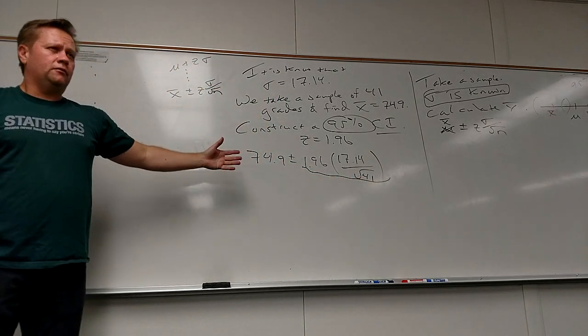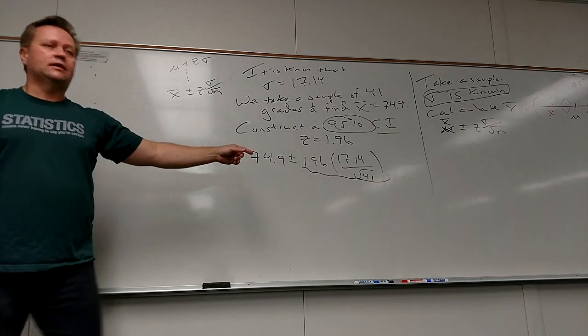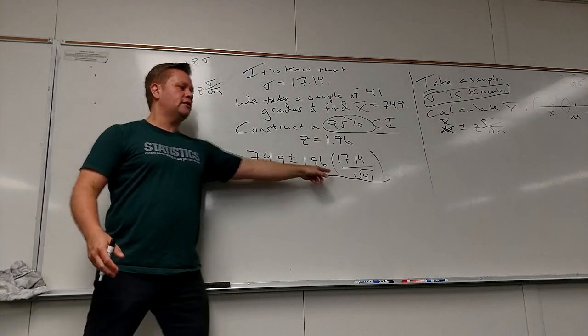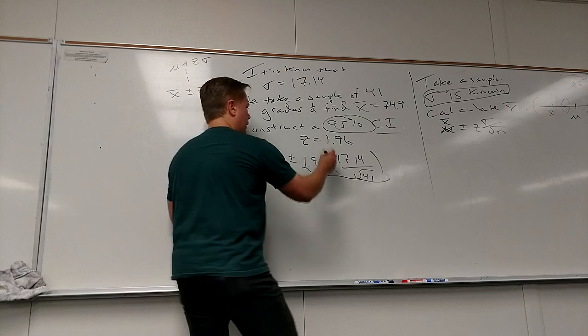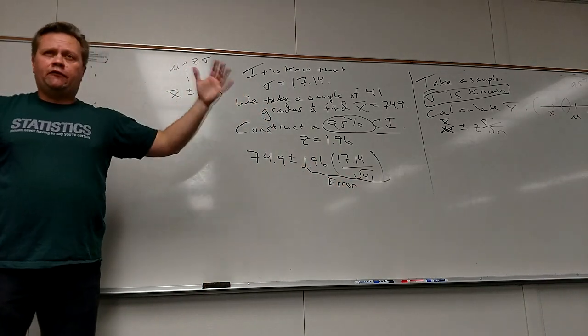Sometimes math people give good names to things. That's the error, because that's how far off I think I am. It's this, give or take that. So this piece is called the error. And I always suggest to people to calculate that first.